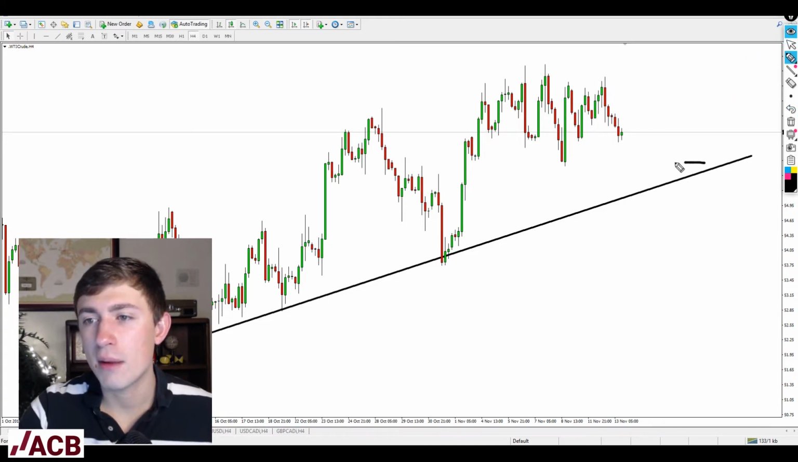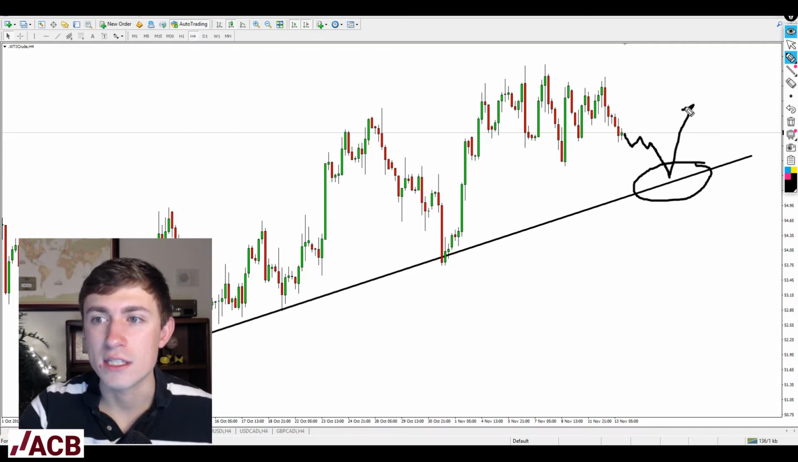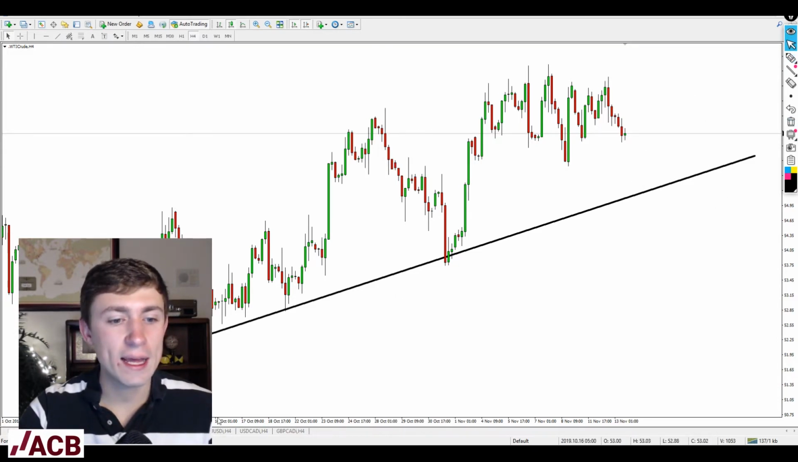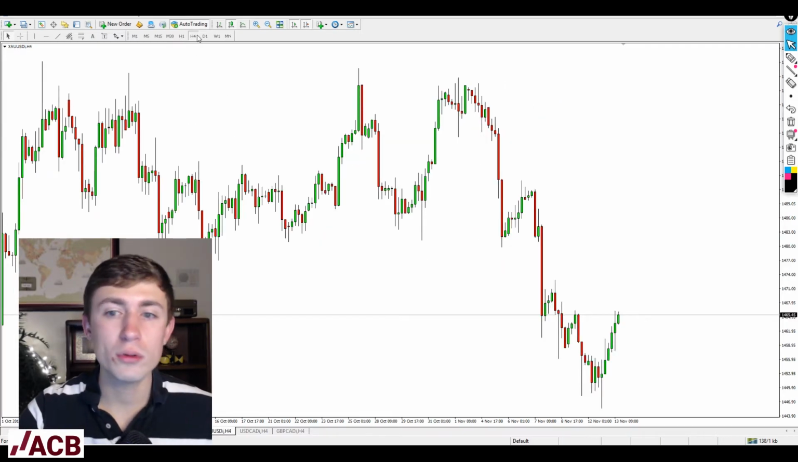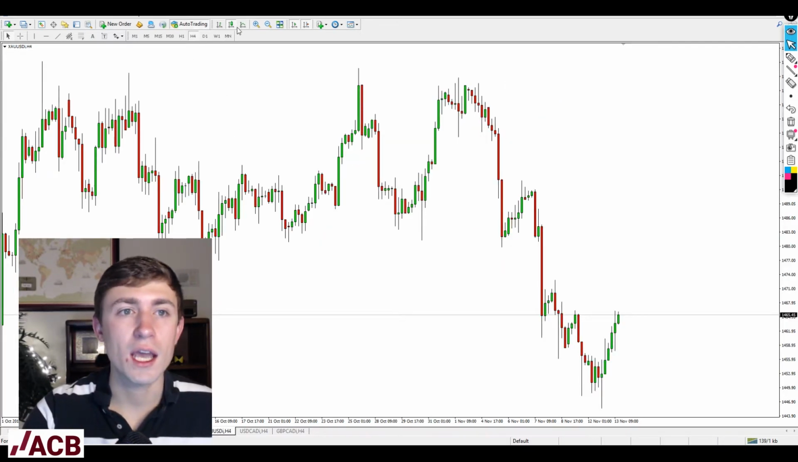But personally, again, my bias there would be to wait for it to come down to an area of value where we could see a potential pullback and a bounce off of that structure low. Let's take a look next at gold. And gold is interesting right now because we are seeing a bullish push.